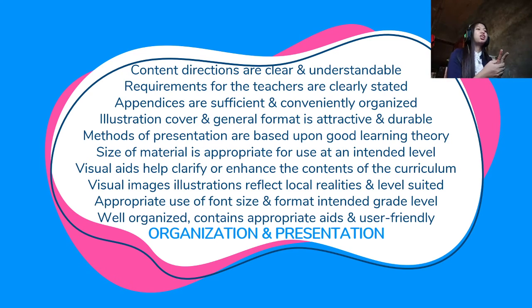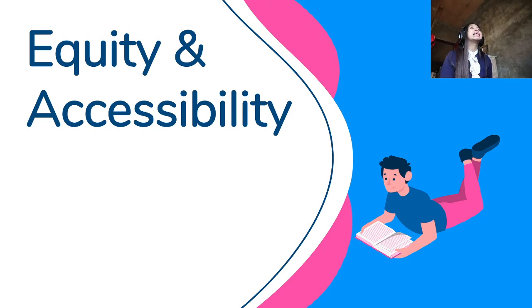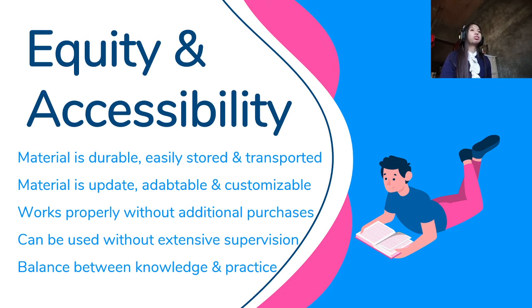Okay, that is the second indicator, and the 10 sub-indicators under that, organization and presentation. Let's proceed to the third. So the third indicator is equity and accessibility. So this only has 5 sub-indicators. First, the material should be durable, easily stored and transported. Hindi yung madaling mapunit or madaling masira, okay? So it should be easily stored and transported, okay? And then material is updated, okay? It is adaptable and customizable. So if you might want to change something about it, you could, okay?